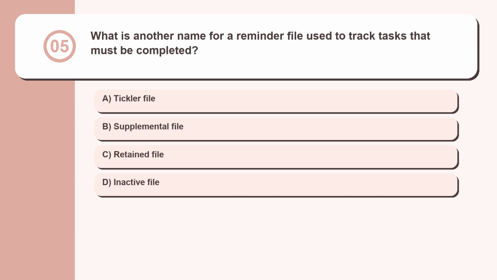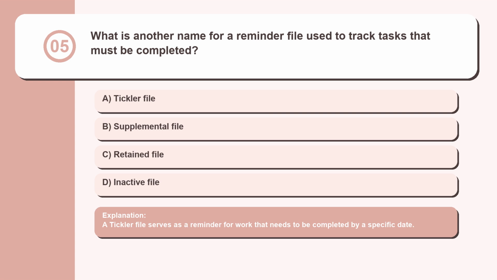Question 5. What is another name for a reminder file used to track tasks that must be completed? Here are your options. Option A, tickler file. Option B, supplemental file. Option C, retained file. Option D, inactive file. Explanation. A tickler file serves as a reminder for work that needs to be completed by a specific date.